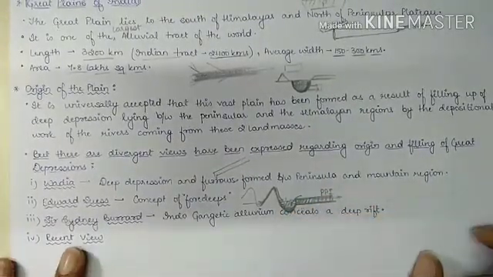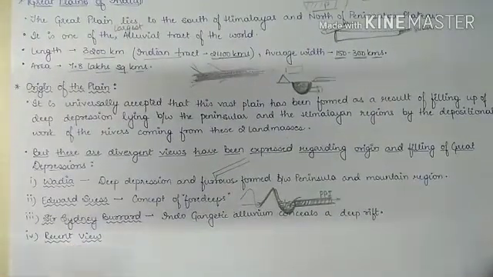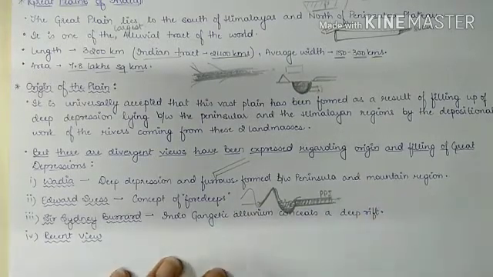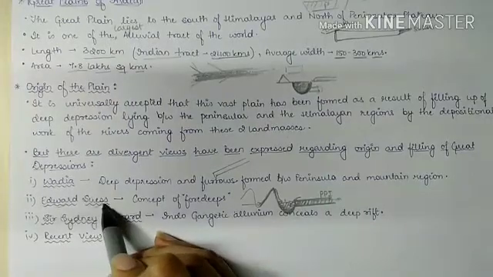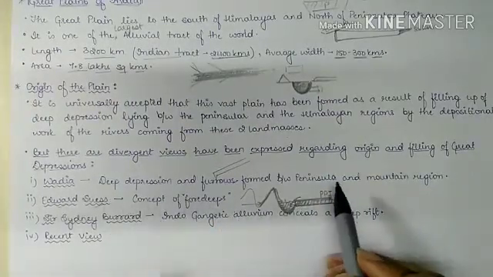Okay, now this foredeep rests on a hard crystalline rock structure, through which the region is connected with the Himalayan and peninsular block. This concept was given by Edward Suess.